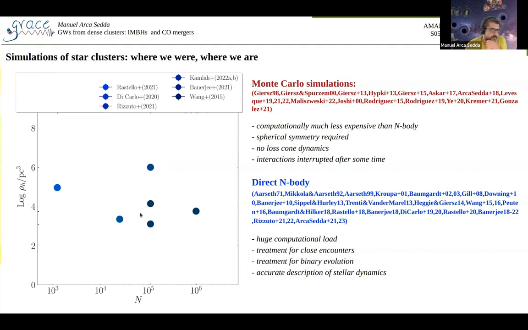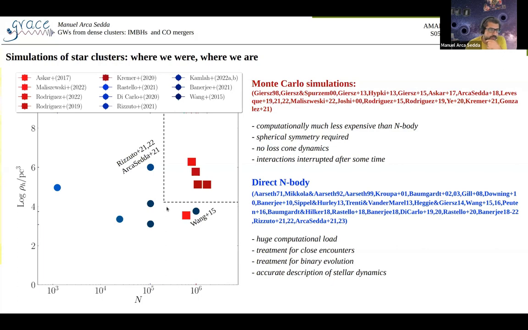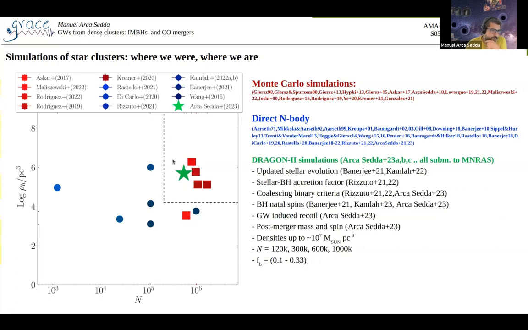There have been some important improvements, and we built upon those improvements. And now our N-body models stand here. So practically, what is the point? N-body simulations are typically more accurate with respect to Monte Carlo models, but are much more computationally expensive. So our models now, which are direct N-body, provide a link between what we have done so far with N-body and what has been done with Monte Carlo. So this is more or less the parameter space we are investigating. Of course, there is a peak here, and our models' minimum density is 40,000 solar masses per cubic parsec. So this is more or less the region of the phase space we are exploring.